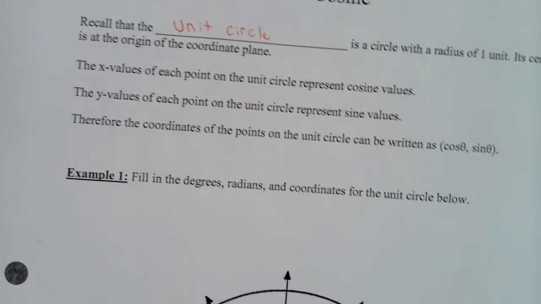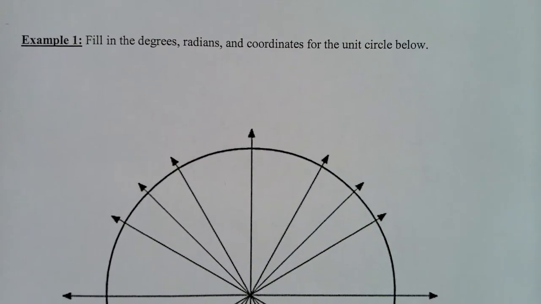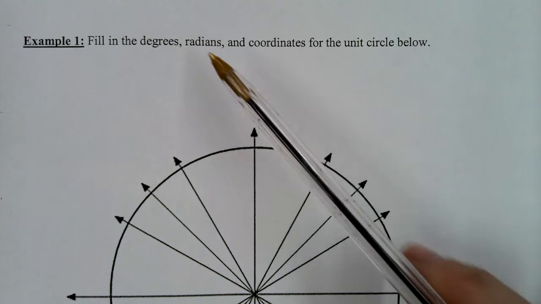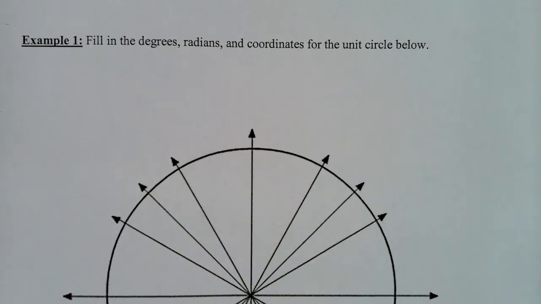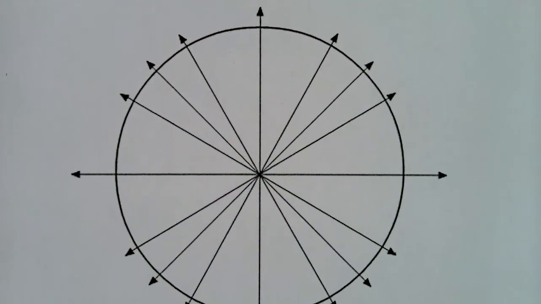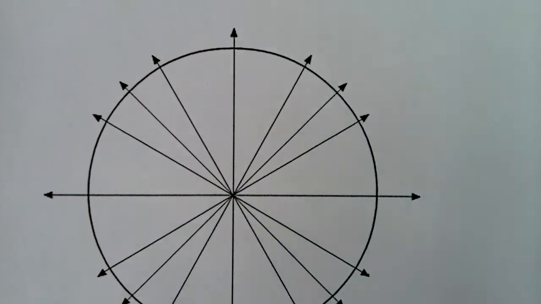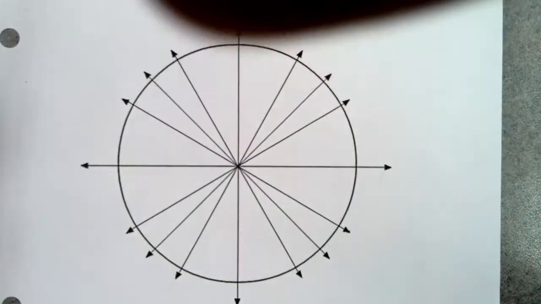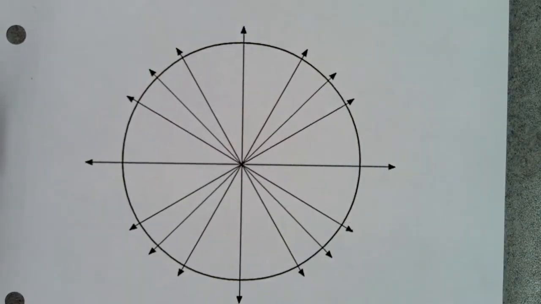Okay, so example 1, we are going to fill in the degrees, radians, now we've done that already, and the coordinates of the unit circle. And this is something you're going to have to memorize, okay? So let's go through the degrees and the radians first. We've done that previously. That was the first lesson in this unit, so this should be review, okay?